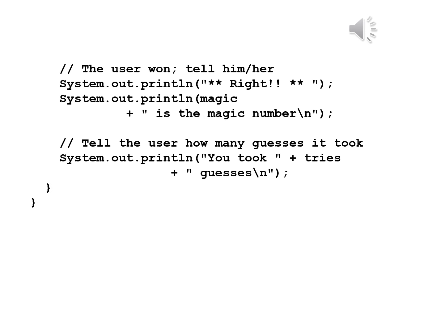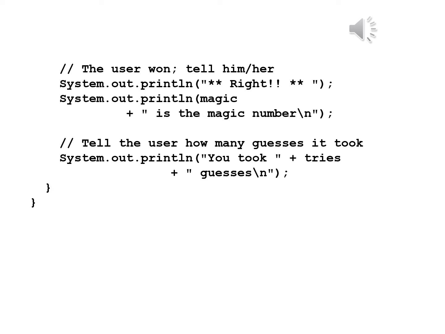If we've reached this point in the program, we know that we have found a guess that matches the magic number. So we start with the comment, the user won, tell him or her. System.out.println("Right!"); System.out.println(magic + " is the magic number"), and we skip a line.